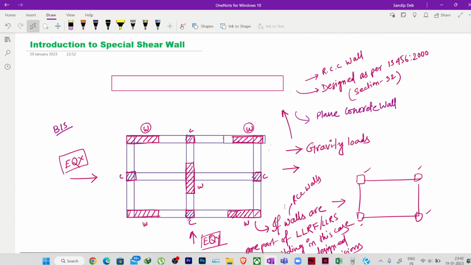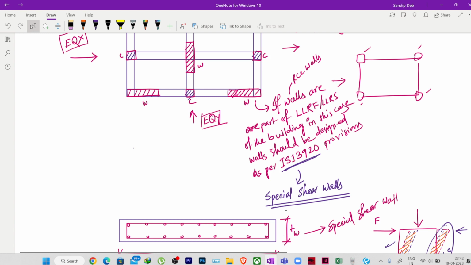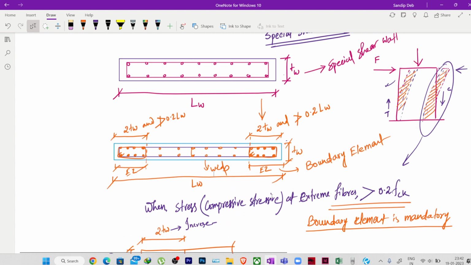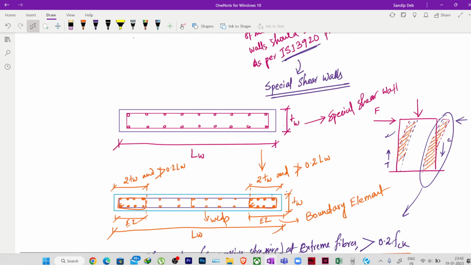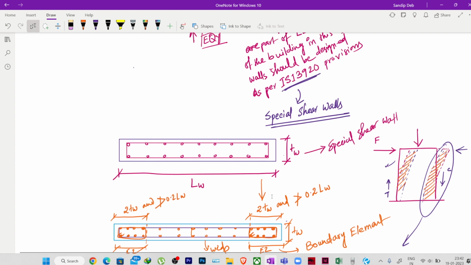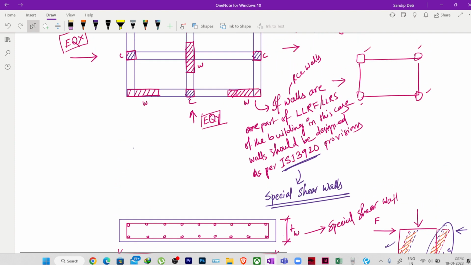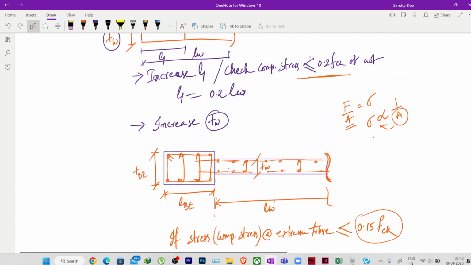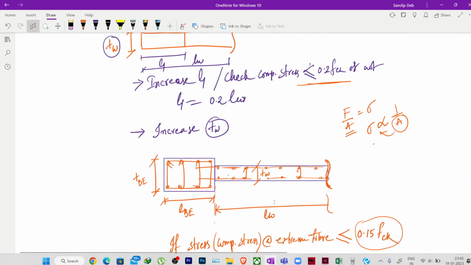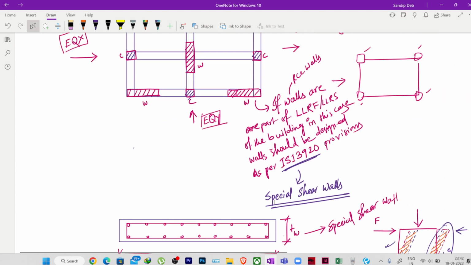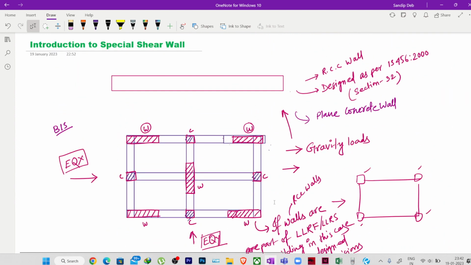So a special shear wall is nothing but an RCC, reinforced concrete wall, which is meant to take the lateral forces mainly and is designed as per IS 13920. This definition is as per the BIS. Okay, so those are my special shear walls. And those concrete walls which are designed as per IS 456 and not actually designed for taking the major lateral forces, those we can call plain concrete walls.